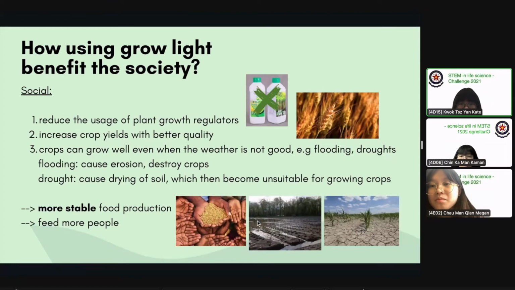To society, it reduces the usage of plant growth regulators and increases crop yield with better quality. Moreover, crops will not be affected by weather and can grow well even during natural hazards. It leads to more stable food production and can feed more people.